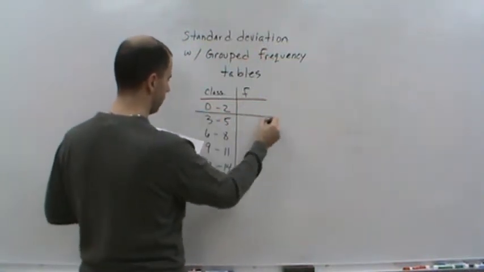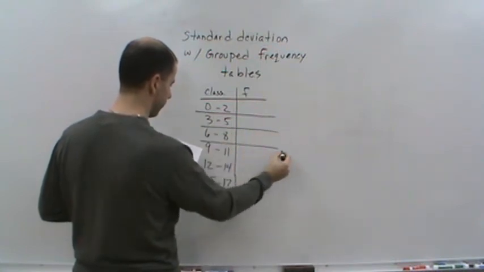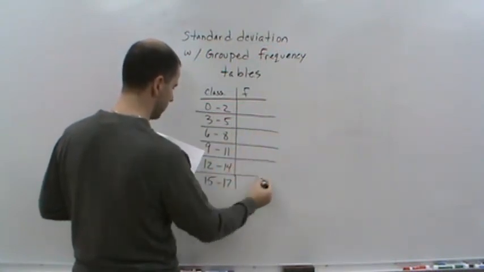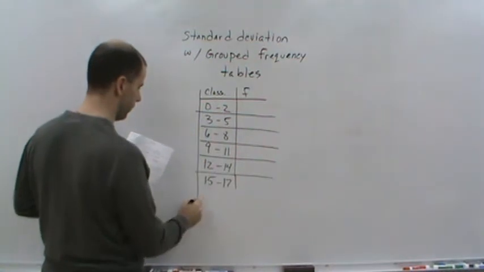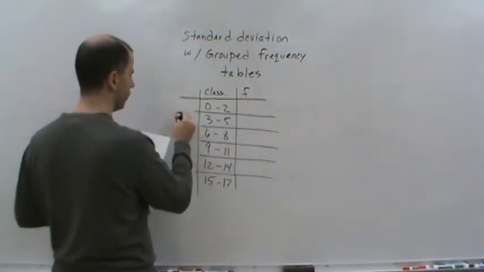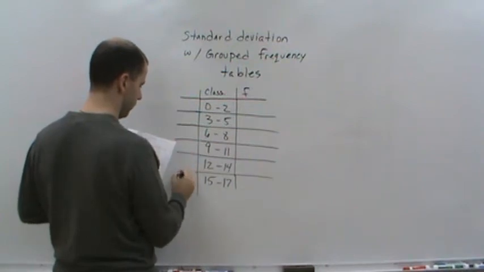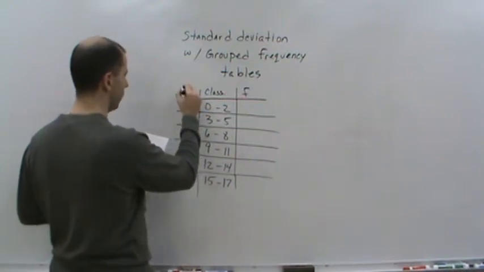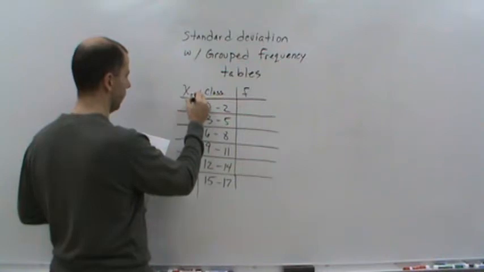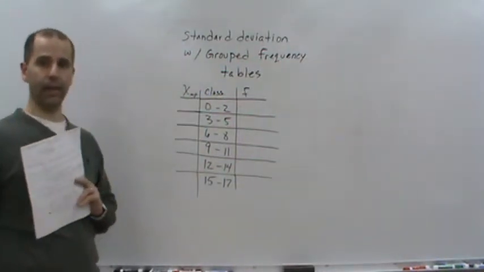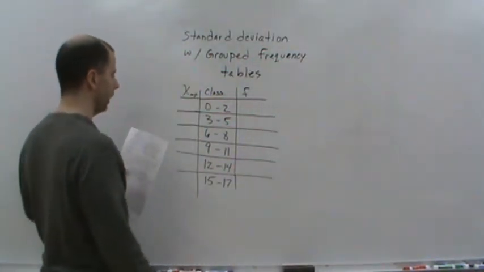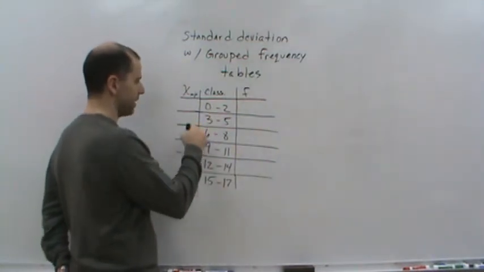And these are the different classes with the class limits. Okay, so the first thing I'm going to do is I need the midpoints. So I'm going to make that x of MP, MP for midpoint. And so what's the midpoint of the first class?